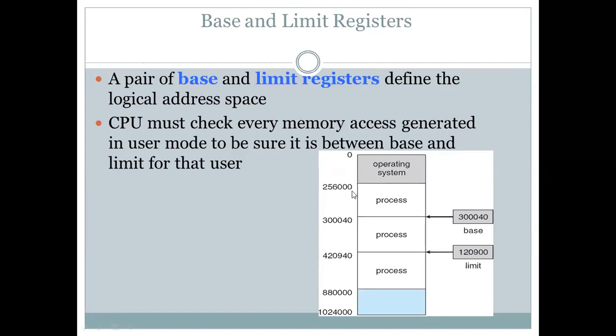Here, you consider one process. 3040 is the base address. The limit is 120,900, which indicates the length of that particular process. The base address indicates the starting address where the process resides and starts its execution. From that location, it will start, 3,40,000 for example. These two registers are helpful to the user to calculate the physical address and logical address.